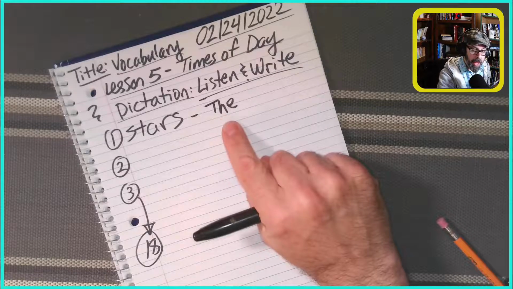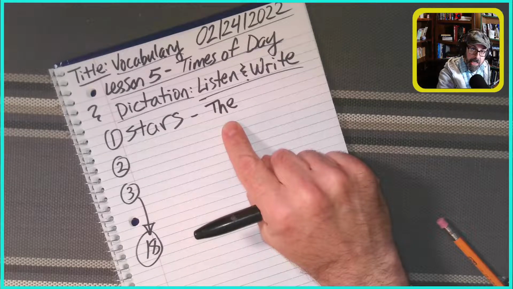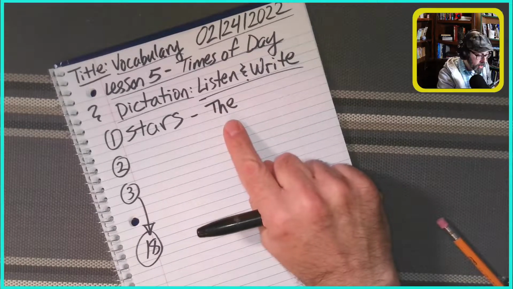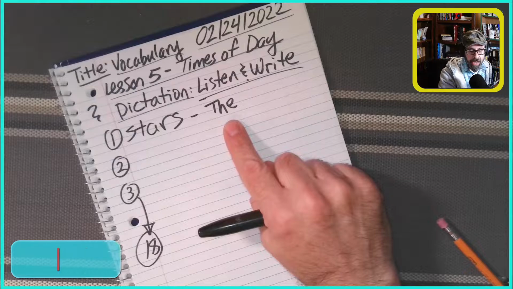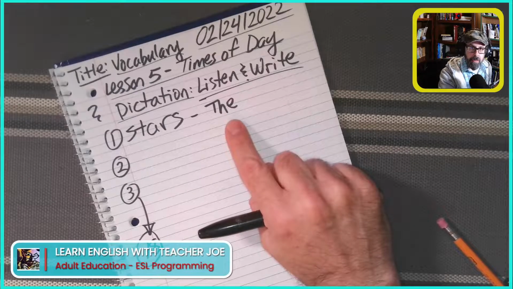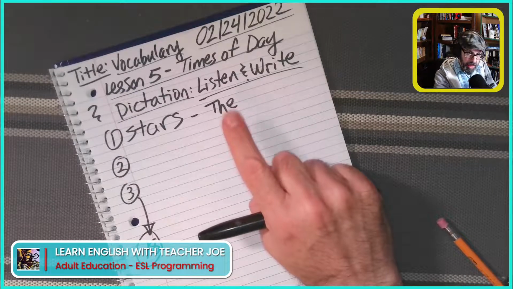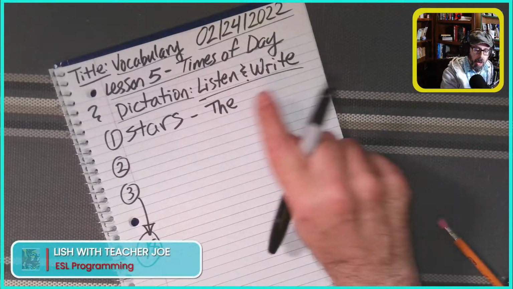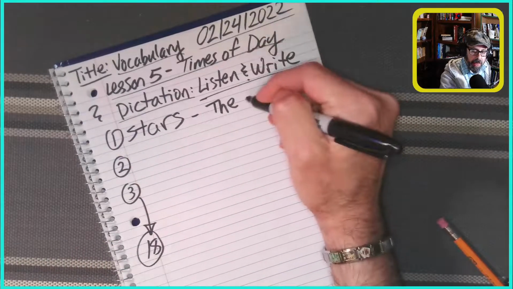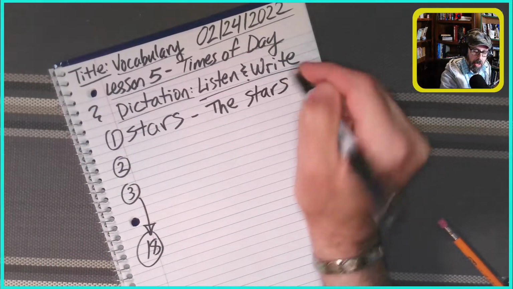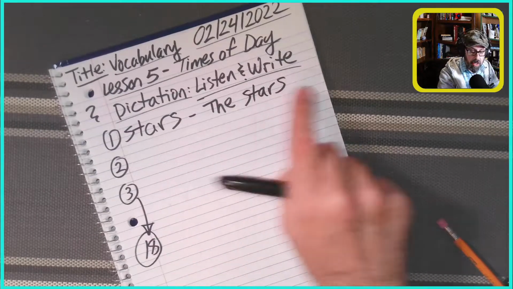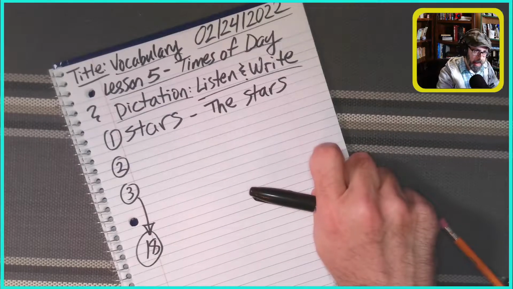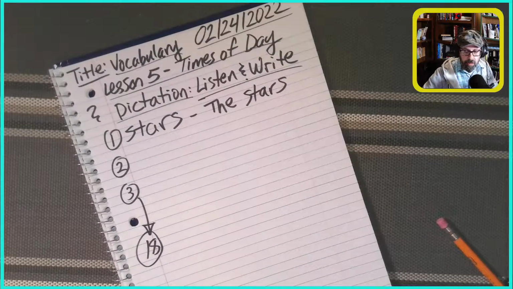And if you don't know about the, we did a lesson for grammar on articles, okay? So go to Learn English with Teacher Joe, okay? Go there and find the lesson on articles, okay? The, a, an, and the, okay? So we did one on that, okay? All right, so I said stars, but I also said the stars, okay? So stars, correct. The stars, correct. And if you wrote everything, correct. Okay, so number one, stars.